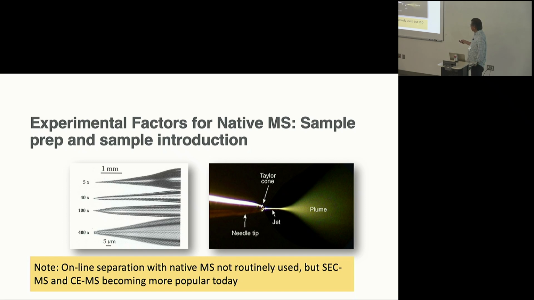But size exclusion chromatography with mass spectrometry and even capillary electrophoresis with mass spectrometry are gaining popularity today, including with native mass spectrometry. So if you want to study complex sizes and ligand binding interactions, and you have a mixture of samples, SEC with mass spectrometry or CE with mass spectrometry is becoming a little bit more popular. It's still not widely used, but it's coming online.